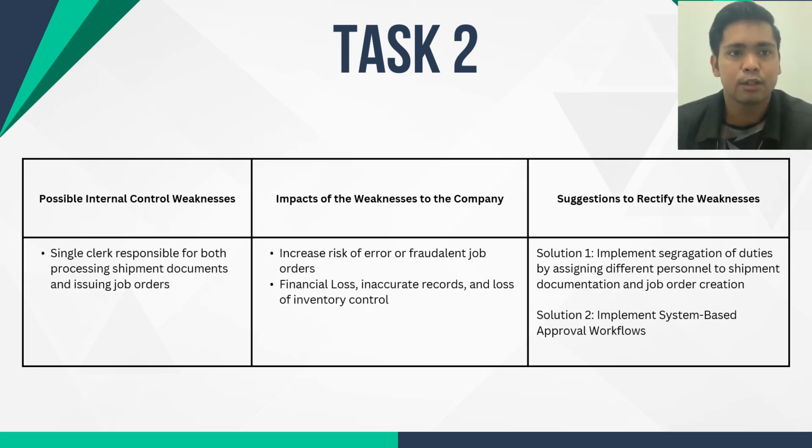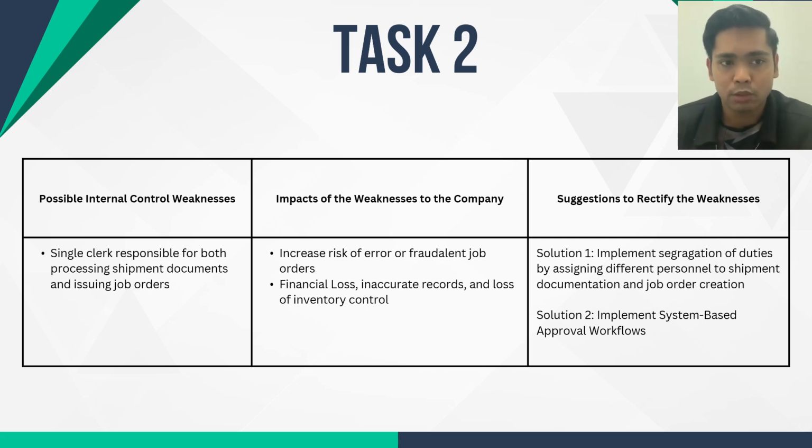Last but not least, we have identified a critical internal control weakness where a single clerk is responsible for both processing shipment documents and issuing job orders. This creates a high risk of error or even fraud. When the same person controls both steps in a process, especially one involving the movement of goods, there is no internal check. For example, someone could create and process a fake job order and then ship goods without proper oversight. This could lead to financial loss, inaccurate records, and loss of inventory control.